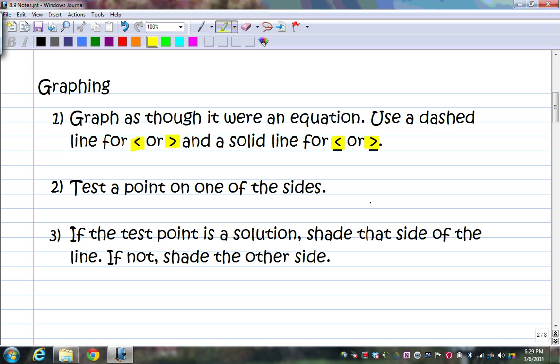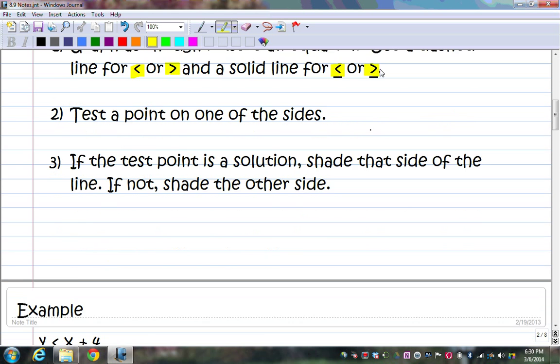Then what you're going to do is pick a test point, and you're going to put the point into the inequality. It's going to be on one side of your line. You pick whatever side. If you end up with a true statement, then that side contains all of the solutions, and you're going to shade that side. Okay? If not, if it's a false statement, you'll shade the other side. So it's best to show this with an example.